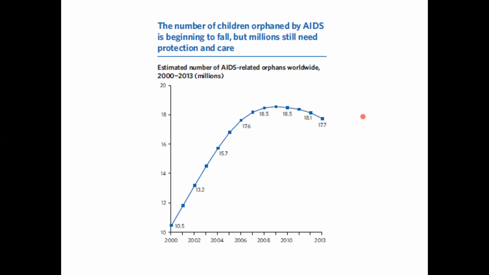The number of children orphaned by AIDS is beginning to fall, but millions still need protection and care. So this is the estimated number of AIDS-related orphans worldwide, 2000 to 2013 in millions. At its peak, we had slightly over 18.5 million AIDS-related orphans worldwide. As the number of new cases decreases, this number will start to decrease, and we are seeing that. But this is still a massive number of children who are orphans because of AIDS. Again, we're trending downwards, and that's fantastic. It also shows that there are a lot of costs to a disease like AIDS, not just to the person who has it, but in terms of orphaning children.